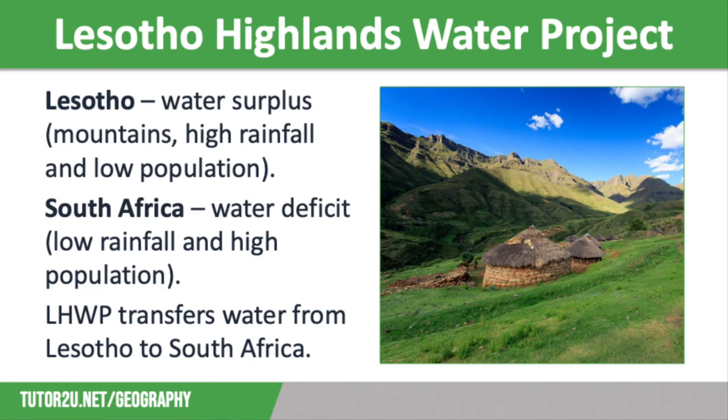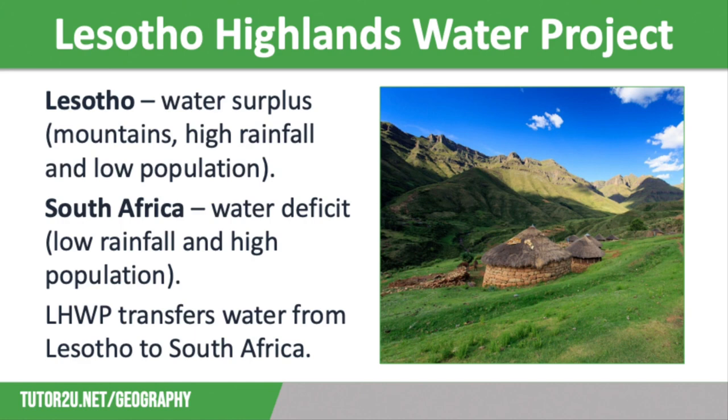200 kilometres of tunnels divert 40% of the water in the Sengu River basin in Lesotho into the Vaal River system in South Africa, and then on to where it is needed most in the country. 2,000 million cubic metres of water is transferred every year.